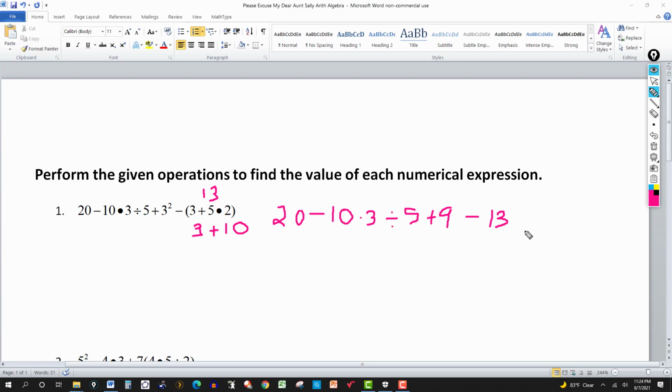Okay, so then again, I go from left to right. Now this becomes my problem. We go 20, subtract, and then it's multiplication. Multiplication takes preference over subtraction. So I leave the 20 the way it is, minus, and then I do this operation: 10 times 3 is 30. And then this is divided by 5, plus 9 minus 13.